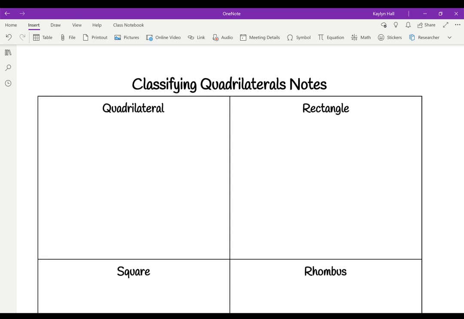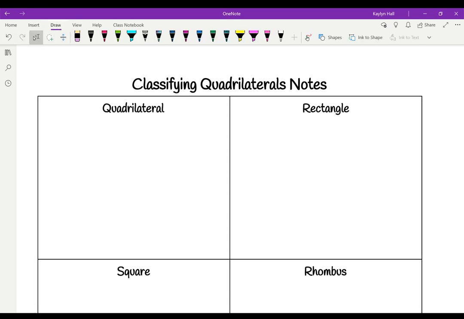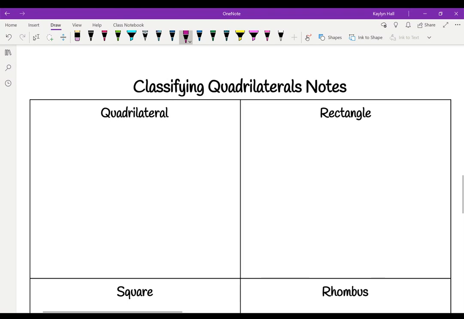Hey guys, so this week we are going to talk about quadrilaterals. Last week we talked about triangles, which are shapes that have three sides. Now we're talking about quadrilaterals, which you should know or be able to figure out is just a shape that has four sides.